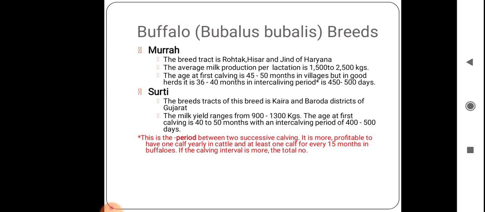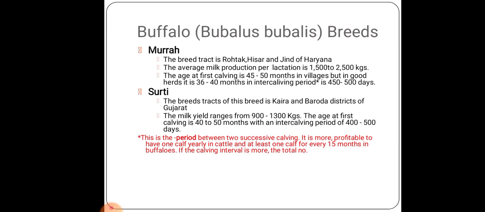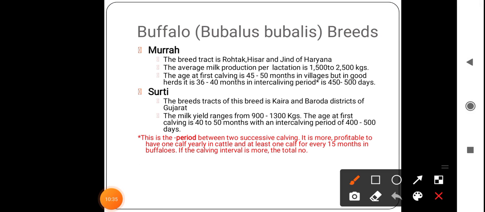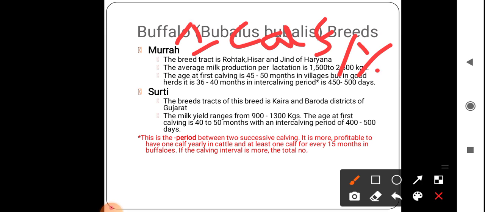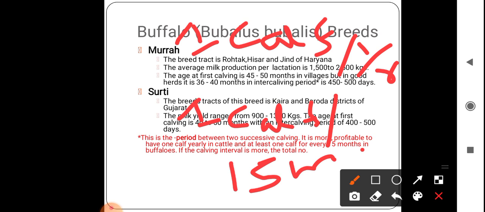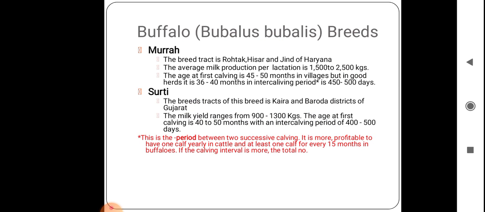Okay, from an economic perspective, it is important also. One calf per year, that is a thumb rule for cow, and one calf per 15 months, that is a thumb rule for buffalo. So at least a cow should give birth to one calf per year.